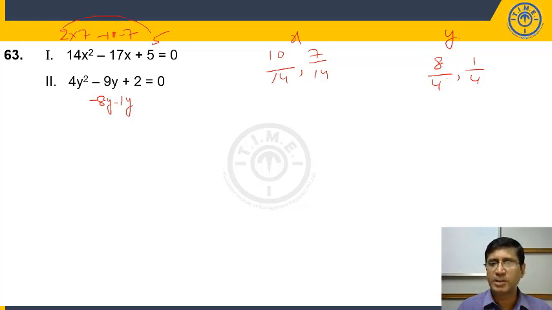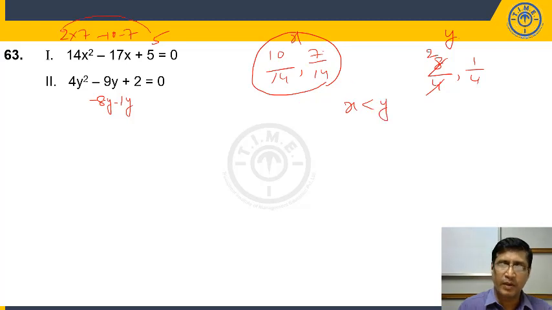What is the cancellation? If you observe this carefully, it is exactly 2 times. 2 is more than both the values of the first quadratic equation. So x is less than y. When you simplify here, it goes 1 by 2, and here it is 5 by 7.